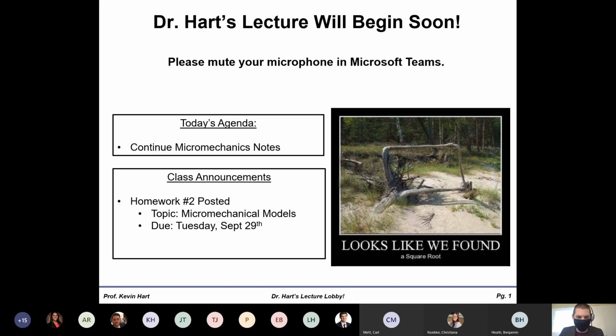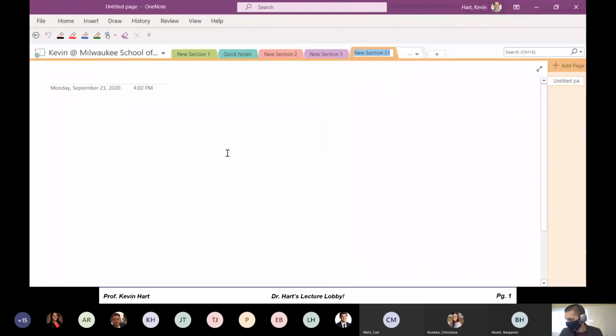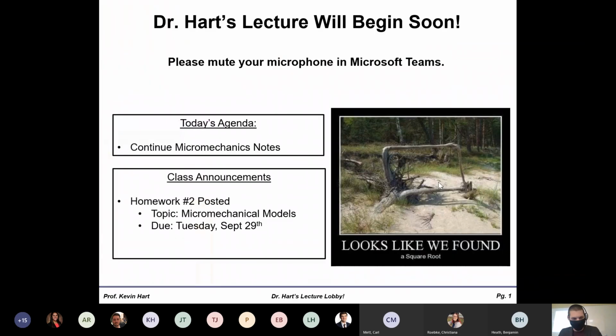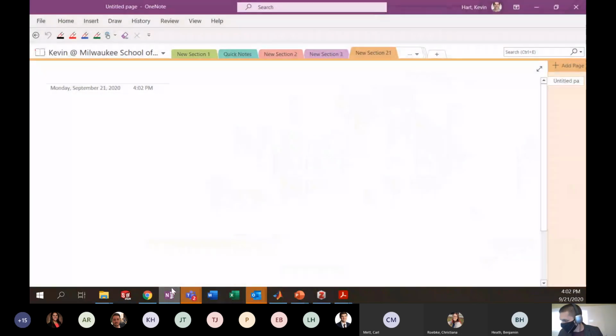Okay, so let us get back to what we were doing previously. Let me get rid of this, actually. Get this guy back. All right, so let's remind ourselves where we left off last time. We were introducing micromechanical models, and micromechanical models are the smallest model that you could possibly think of for how fibers and matrix might interact to give you material properties of a composite.